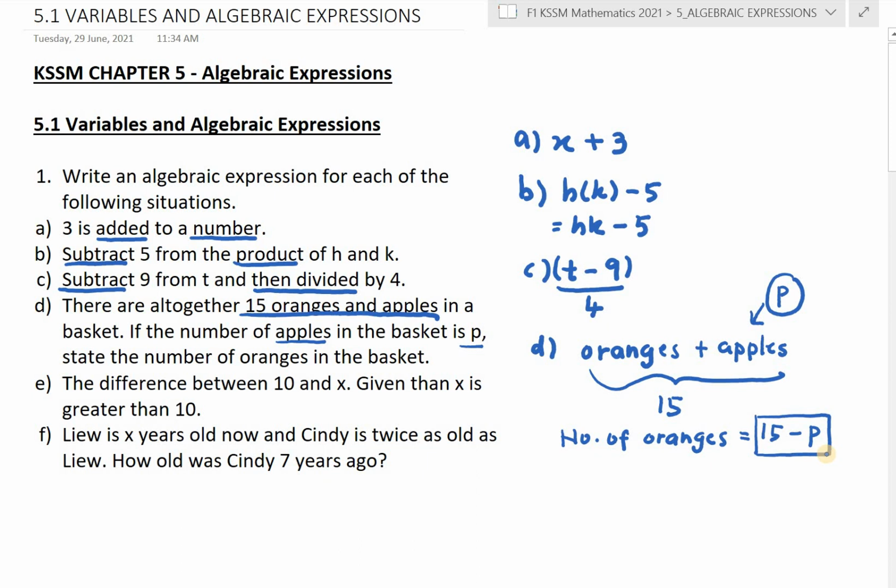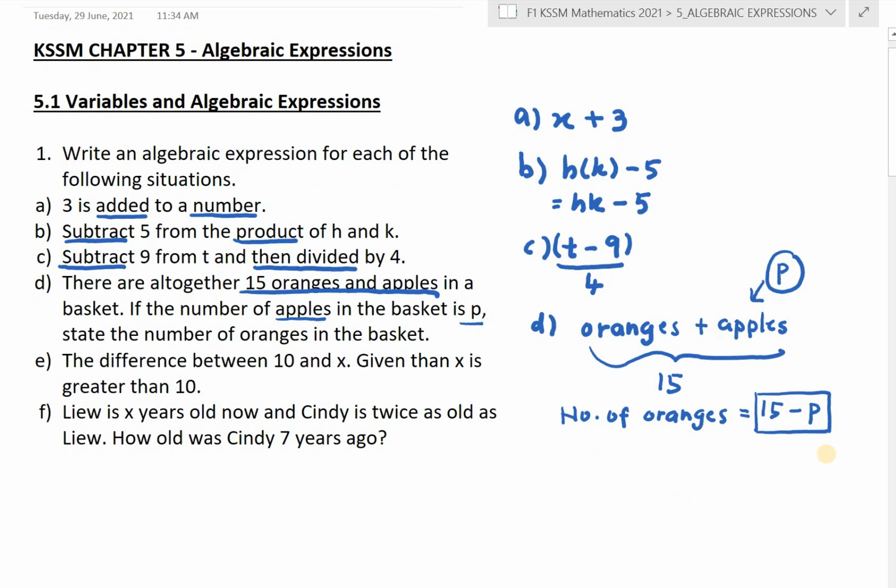I hope you understand this one. And then we are going to look at E. The question said the difference between 10 and X. Given that, sorry, mistake at this one here. Let me change this one.